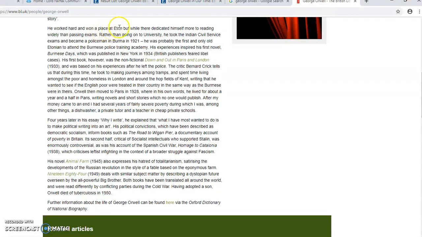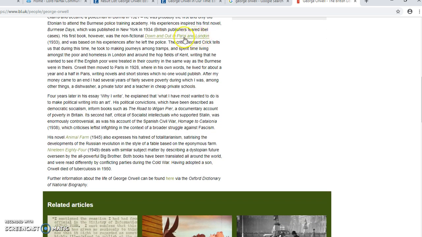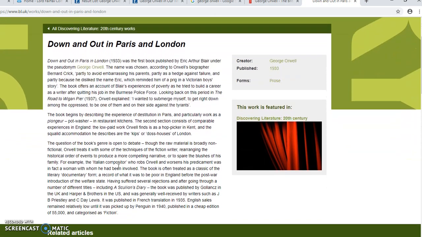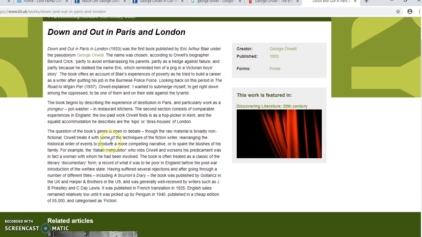So he went to Eton, and this would be some good information to research. Down and Out in Paris and London is a nonfiction book based off of his life. So upon reading this book, you learn more about him, because it was written by him, about his experiences trying to become published and trying to work in both Paris and London.